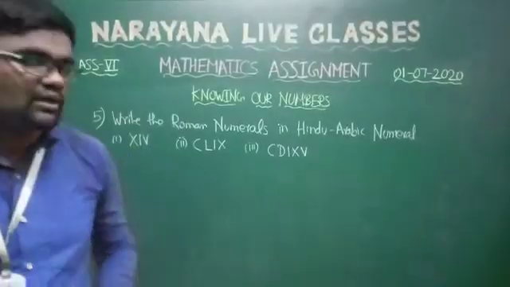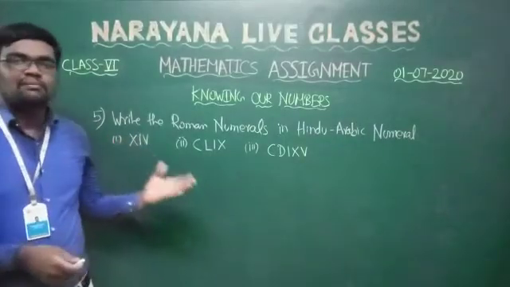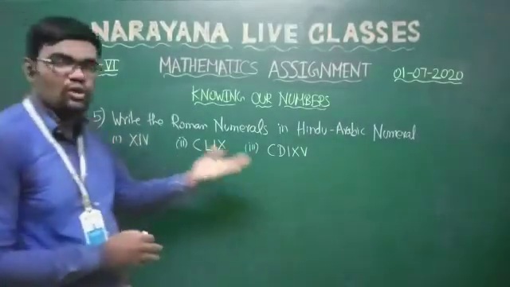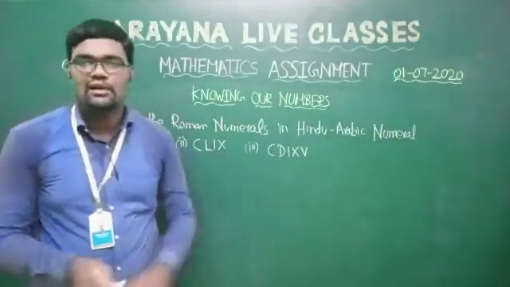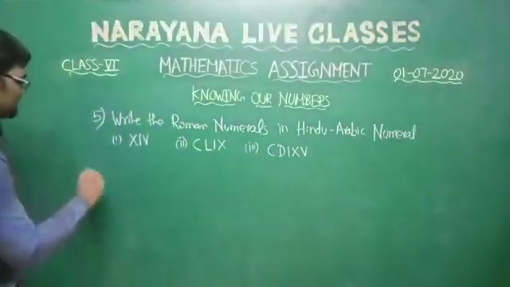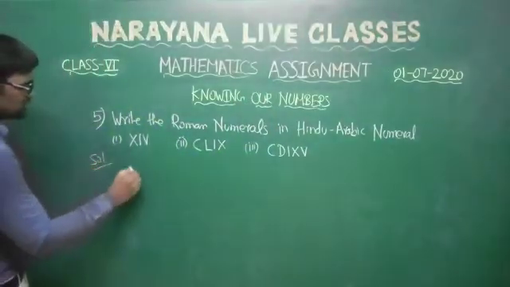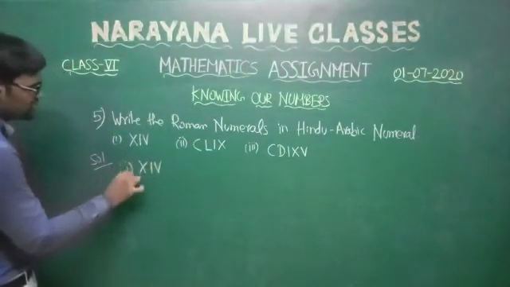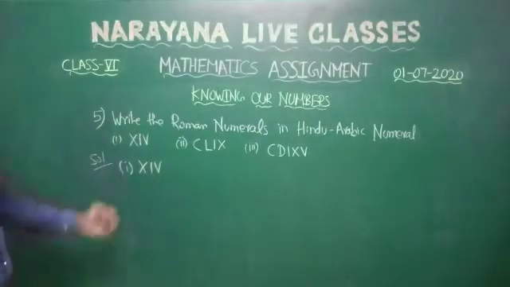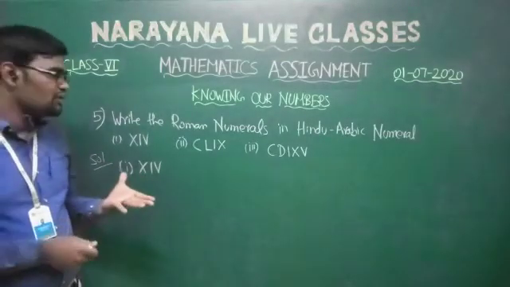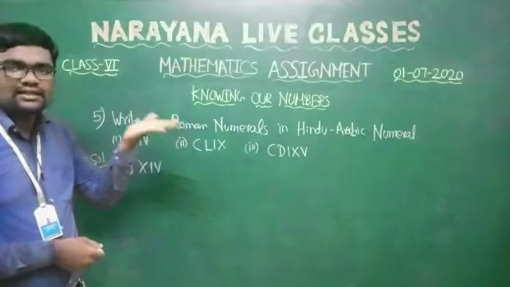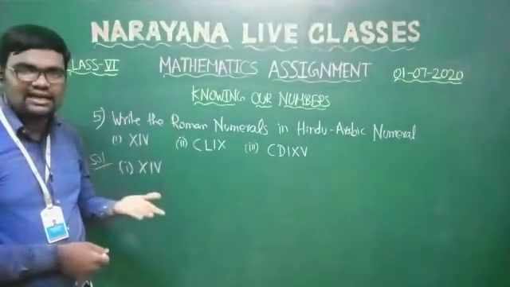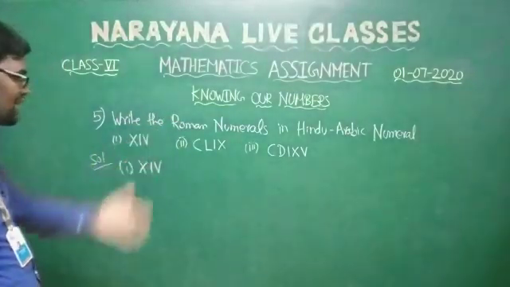Now let's discuss the last problem, students. In the previous problem, we were writing normal numerals in Roman. Here, we have to convert Roman numerals to normal Indo-Arabic numerals. Okay. The first one is this; how can we convert it? Students, the order is very important in Roman numerals. First is 10, next 50, 100, 500, 1000. That order is most important.